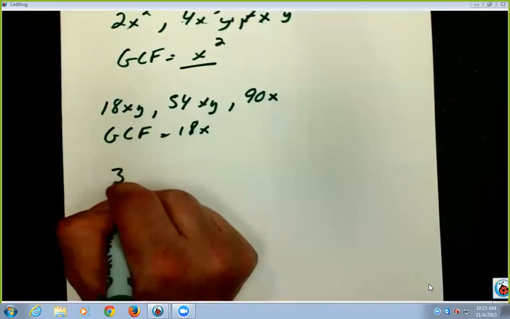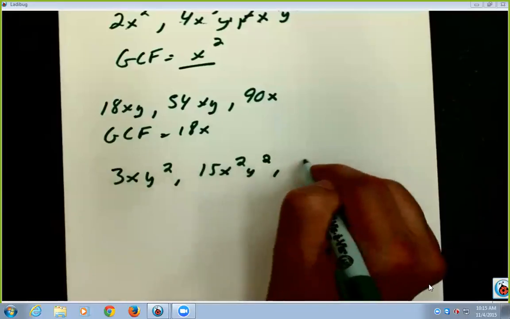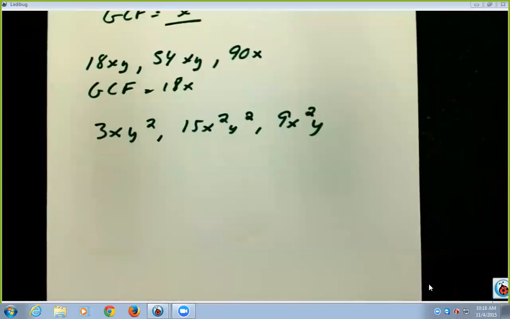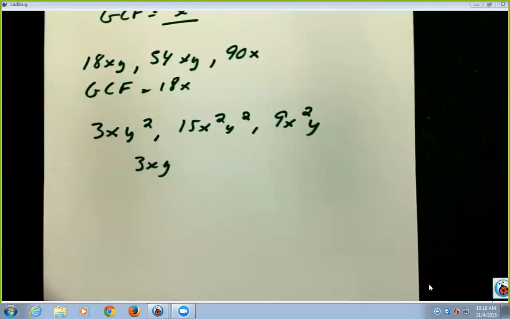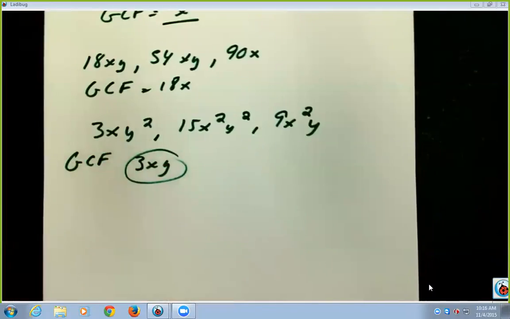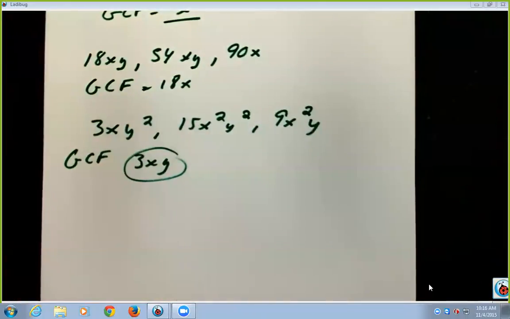How about this one? 3xy squared, 15x squared y squared, and 9x squared y. A 3xy? Everybody agree? Okay. That is all that you do in 6.1a. You're only looking for greatest common factors. So you're only pulling out whatever this thing happens to be in there that you're working with. Be careful and make sure that you pull out your pieces that you happen to have.